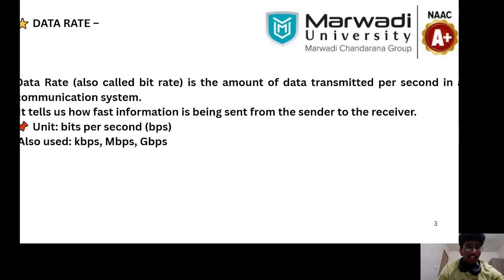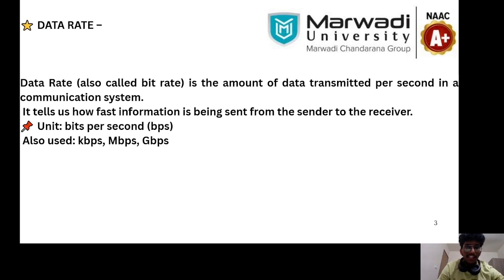Data rate. Data rate is also called bit rate. It is the amount of data transmitted per second in a communication system. Data rate refers to the amount of data that can be transmitted from one point to another in a given period of time through a communication channel. It shows how fast data moves in a network. Data rate is usually measured in bits per second, such as kbps, Mbps, and Gbps.